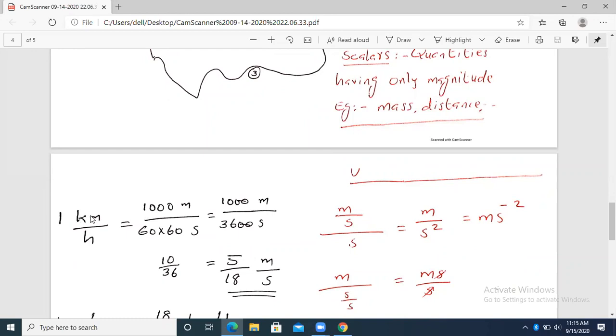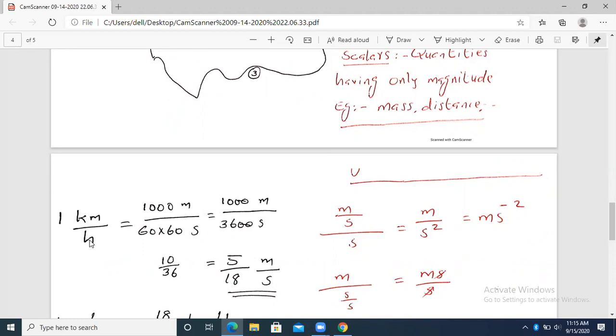How can we change kilometer to meter? Multiply with? Thousand. Yeah, 1000. So 1 kilometer equal to 1000 meter. I changed this. No problem for you. I just wrote 1 kilometer equal to 1000 meter.